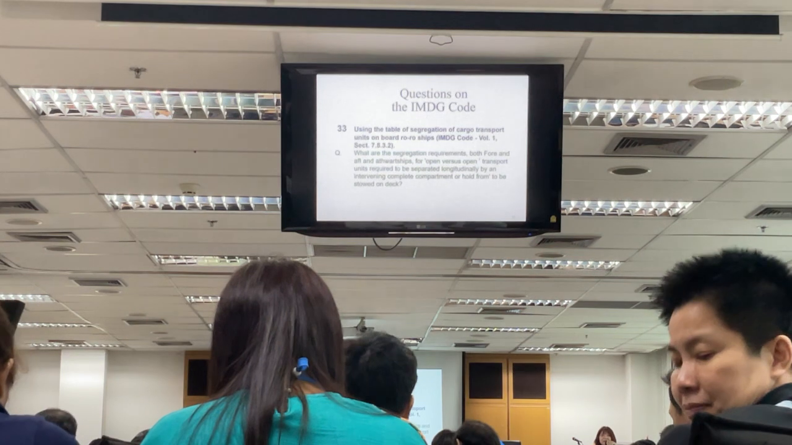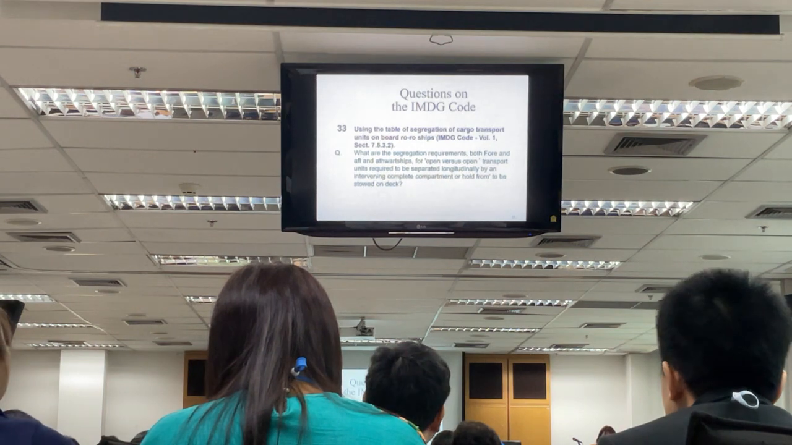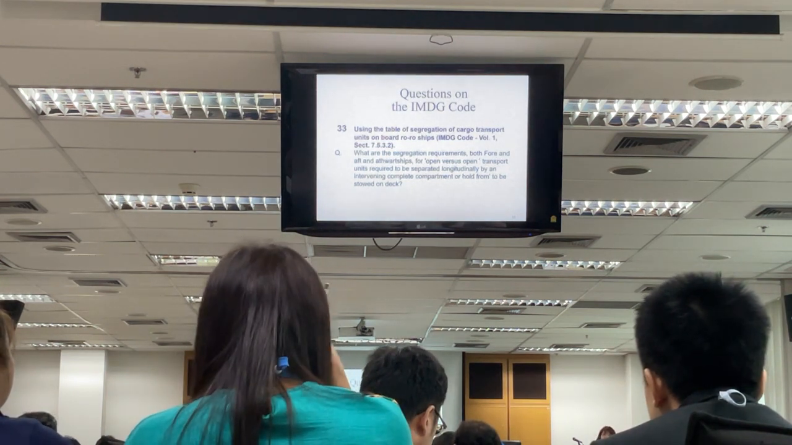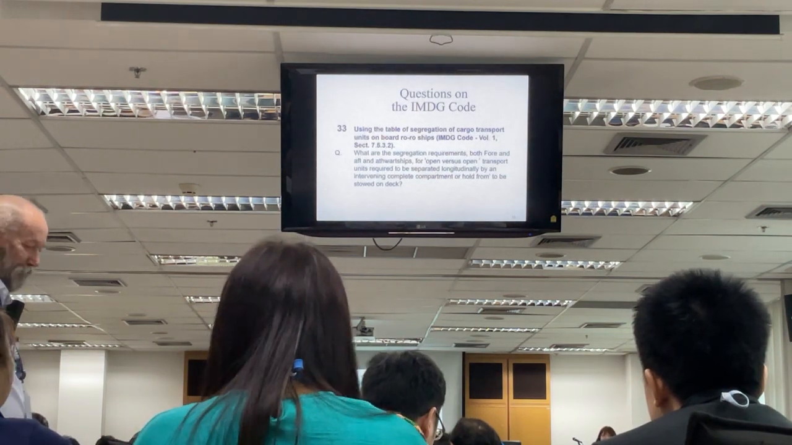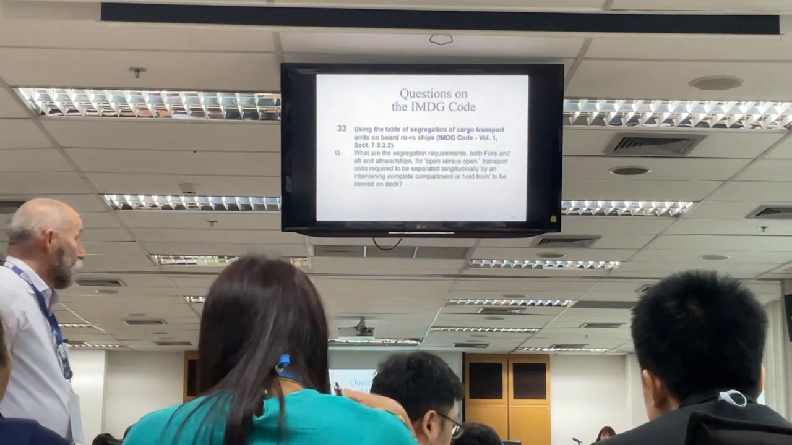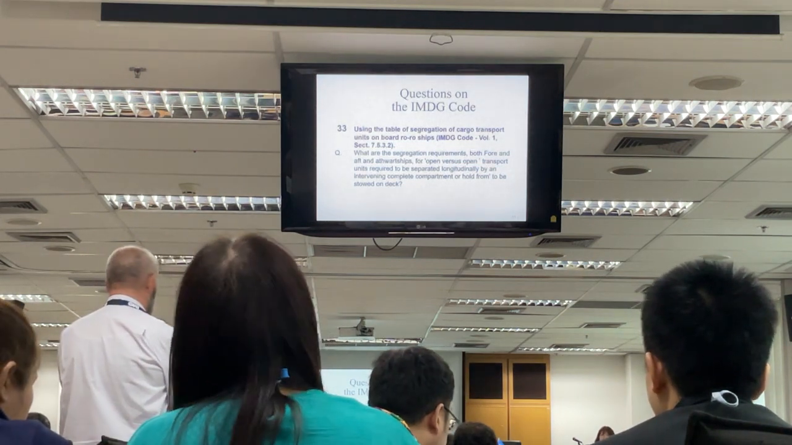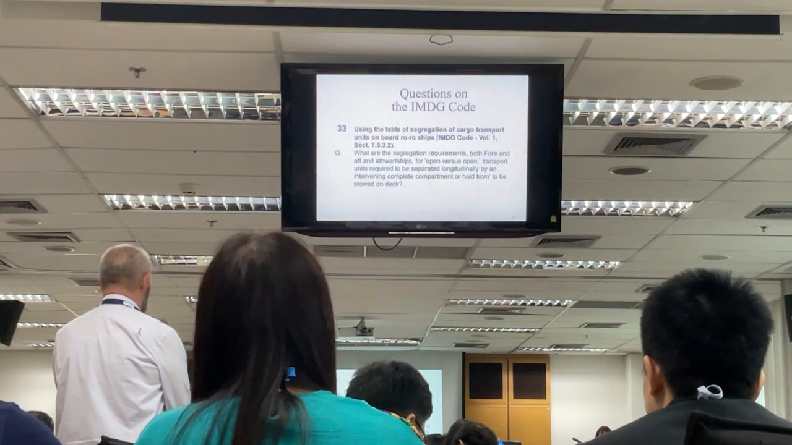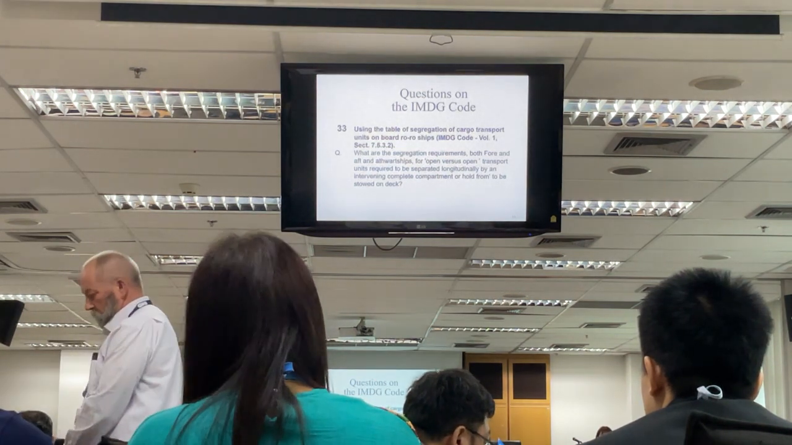Which criteria was that? Do you remember? To be stowed on deck. Separated longitudinally by an intervening complete compartment or hold from. Was it the third or the fourth? The criteria. You will see in 7.6, it originates from the general cargo ships, remember. So, it is the fourth criteria.